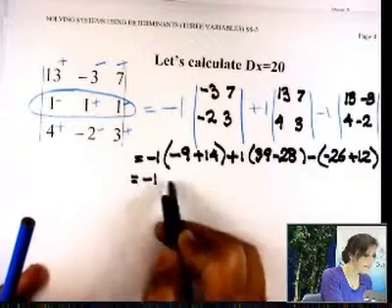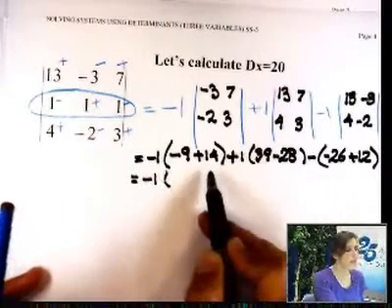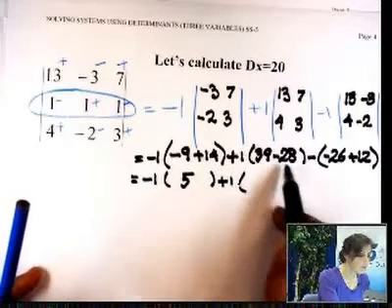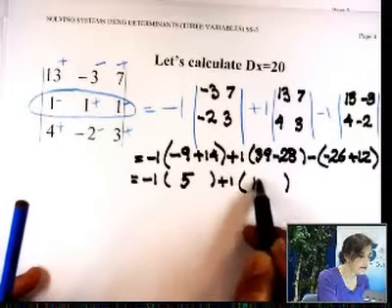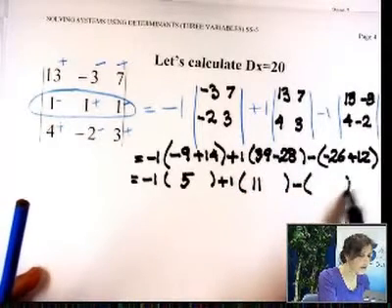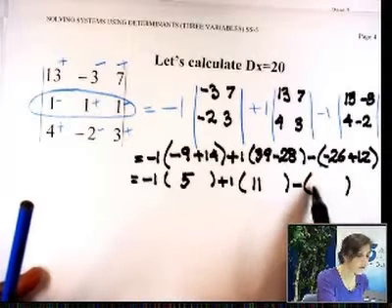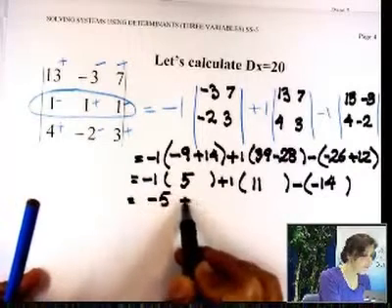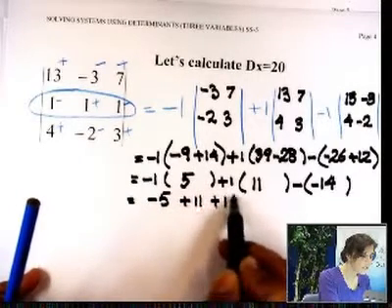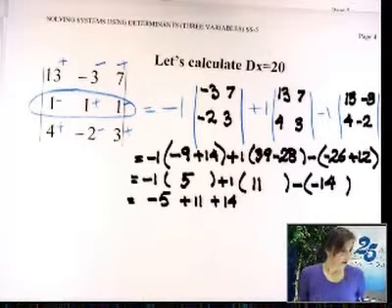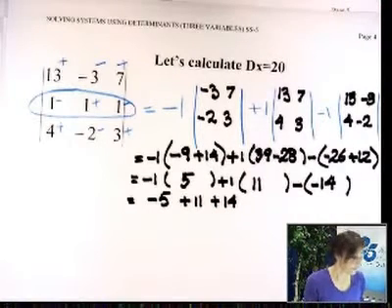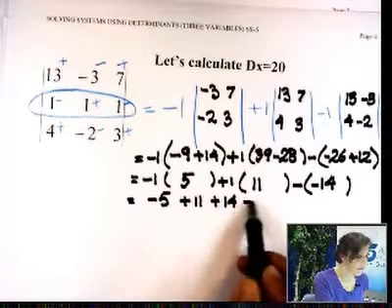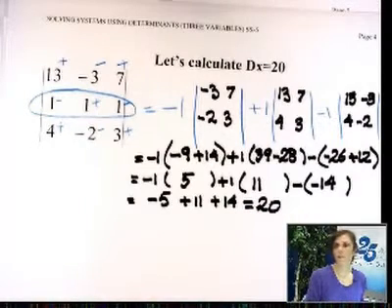So the negative 1, negative 9, plus 14, that's 5, plus 1. 28, 38, that's 11, minus 12, 22, 26, that's 14. So this is going to be negative 5, plus 11, plus 14. 11 plus 14, that's 25 minus 5, 20. So we got that one.